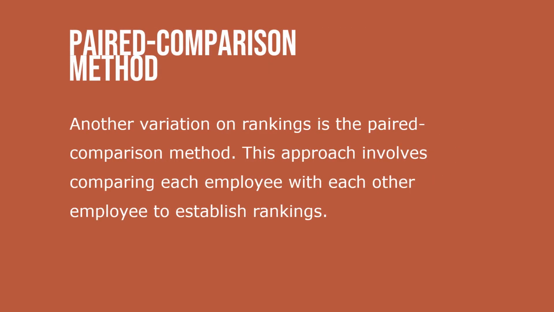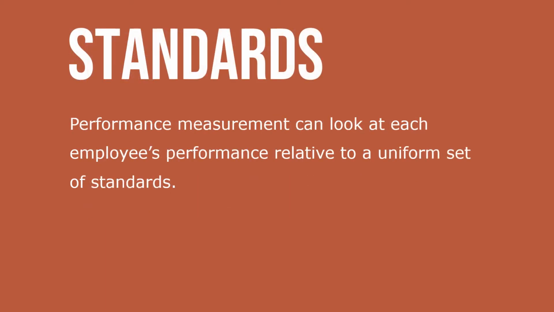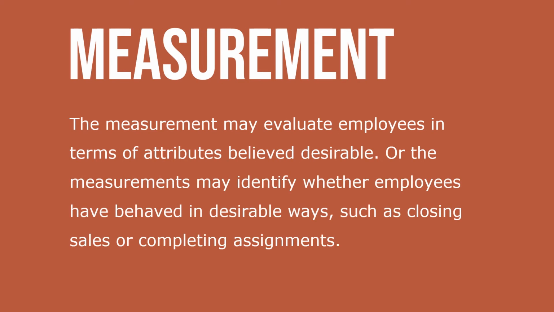Another variation on rankings is the paired comparison method. This approach involves comparing each employee with each other and establishing rankings. Performance measurement can look at each employee's performance relative to a uniform set of standards. The measurement may evaluate employees in terms of attributes believed desirable, or the measurements might identify whether employees have behaved in desirable ways, such as closing sales or completing assignments.